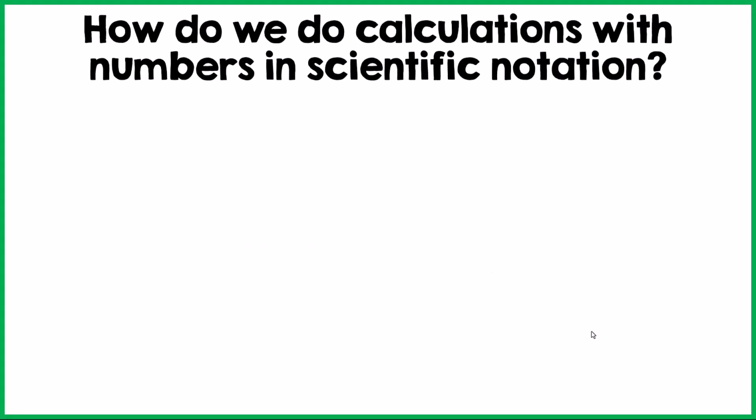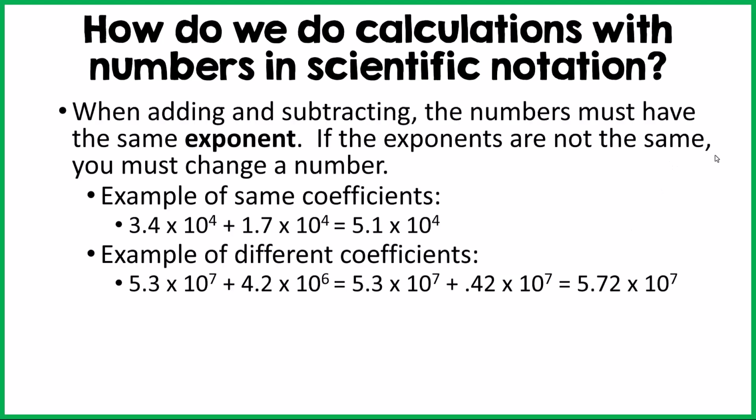How do we do calculations with numbers in scientific notation? So rather than just having one measurement in scientific notation, how do we combine measurements or combine scientific notation? When adding and subtracting, the numbers must have the same exponent. So this is, again, we're talking about scientific notation numbers here. If the exponents are not the same, you must change a number.